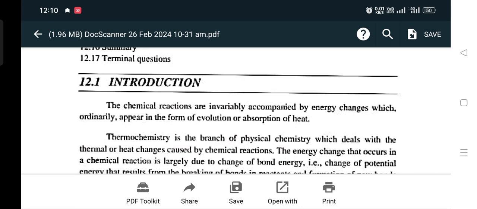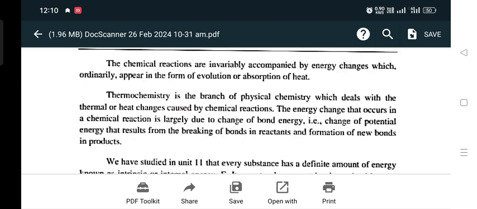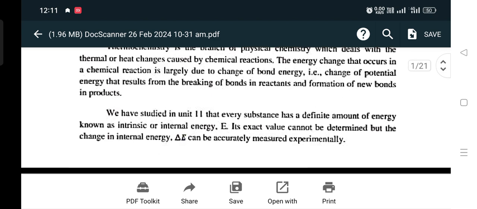Introduction. Chemical reactions are invariably accompanied by energy change, which ordinarily appears in the form of evolution or absorption of heat. Thermochemistry is a branch of physical chemistry which deals with the heat change caused by chemical reactions. The energy change that occurs in a chemical reaction is largely due to a change of bond energy. Such a change of potential energy results from the breaking of a bond in a reactant and the formation of a new bond in a product.